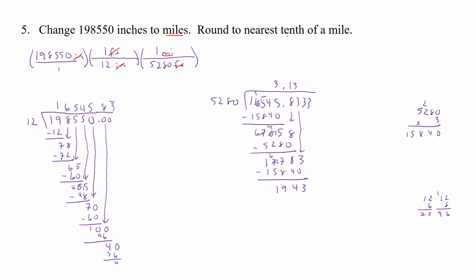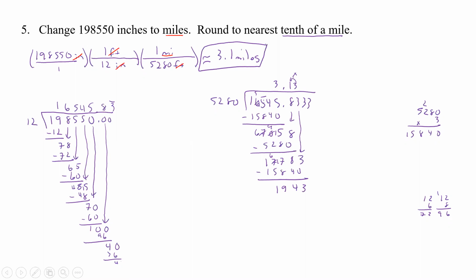And so we want it to the nearest tenth of a mile. So 3 does not round up. And so that's going to be approximately 3.1 miles. And so that's going to be our answer.